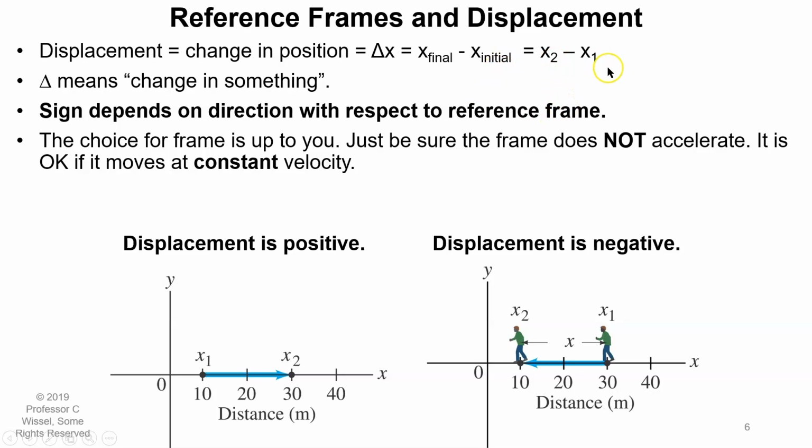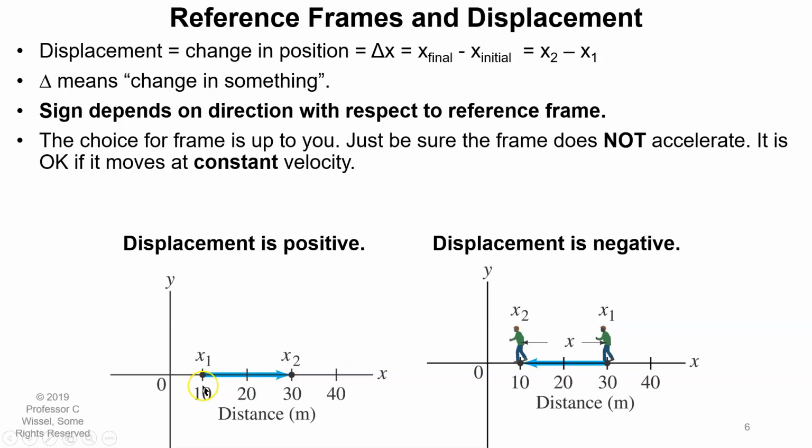It could be x2 minus x1. The delta just means a change in something. The sign depends upon the direction with respect to the reference frame, and what you decide is positive. Now, the choice of the frame is up to you. Don't change the frame in the middle of the problem, and make sure the frame does not accelerate. It's okay if it moves at a constant velocity. In other words, constant speed in a straight line.